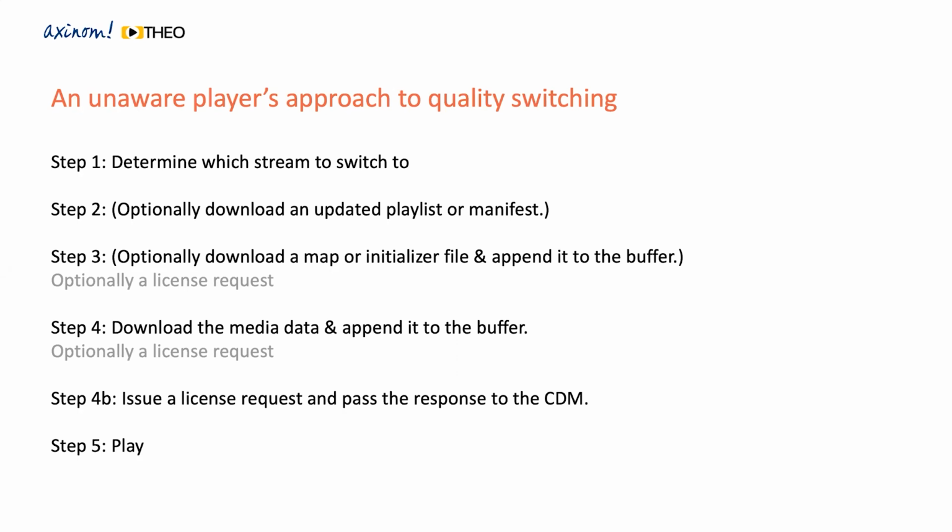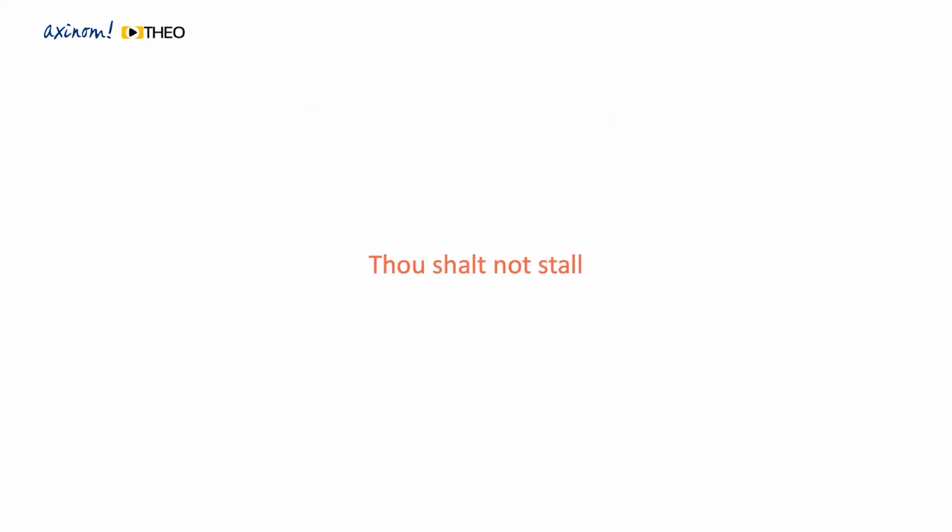Even if it succeeds, that license request is an extra step in between, and it takes time. And all of those things can add up. It can mean that your buffer is reduced, or it can even be drained completely. And as a result, the player will stall. That's not really good, because we're kind of breaking the rules here. So what should a proper player do?